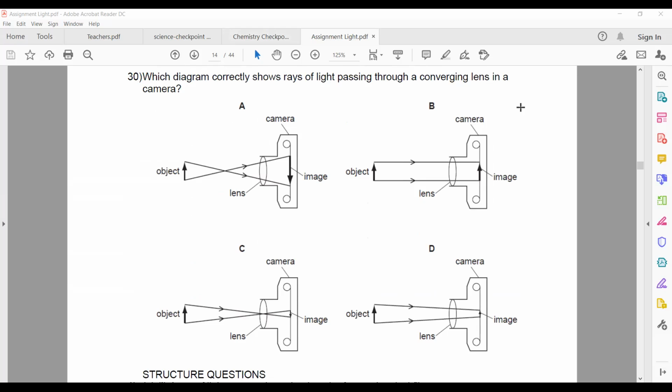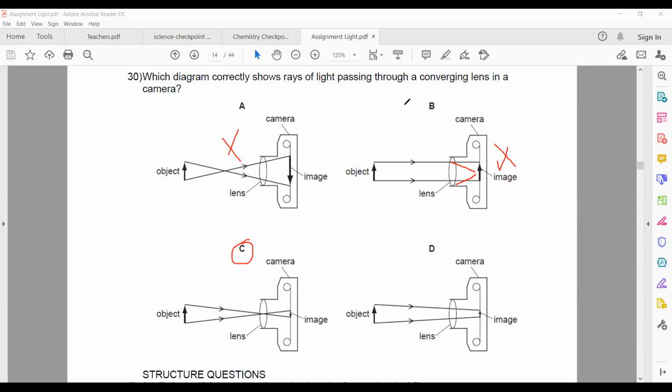Question 30. Which diagram correctly shows the ray of light passing through a converging lens in a camera? So this is totally wrong because it does not show the intersection of the light rays within the air. Why is this wrong? Because if it is parallel, it should converge at one point. Now, what could be the answer? If it is passing through the center of the lens, it will pass straight. So C is the right answer.